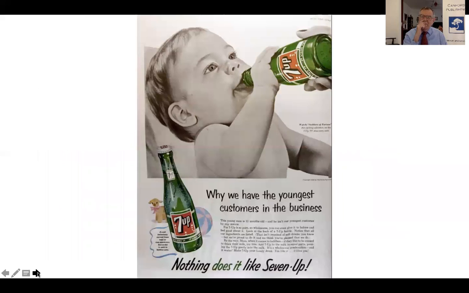Here's some more, kind of bringing in the ethical issue now. Is it really right to suggest that babies do well on sugary drinks? And if you read the text there, which is difficult to see, it claims that it is actually very healthy for babies to drink 7-Up.